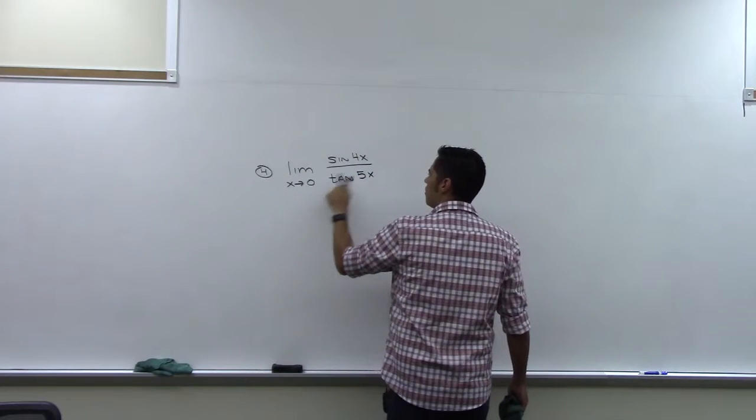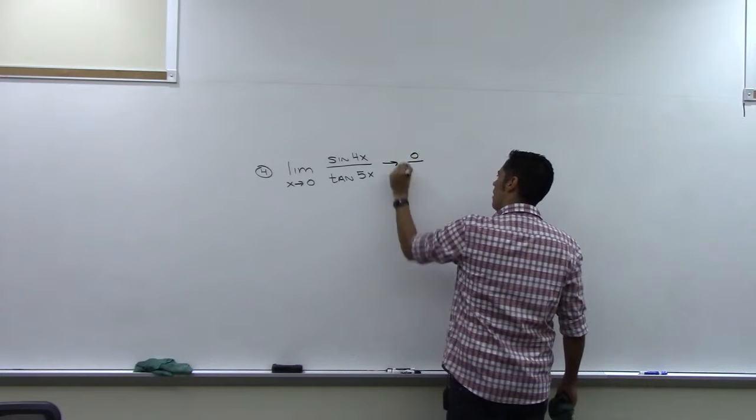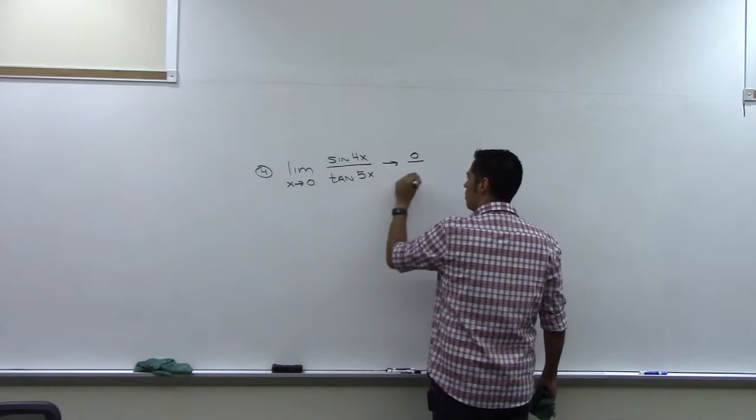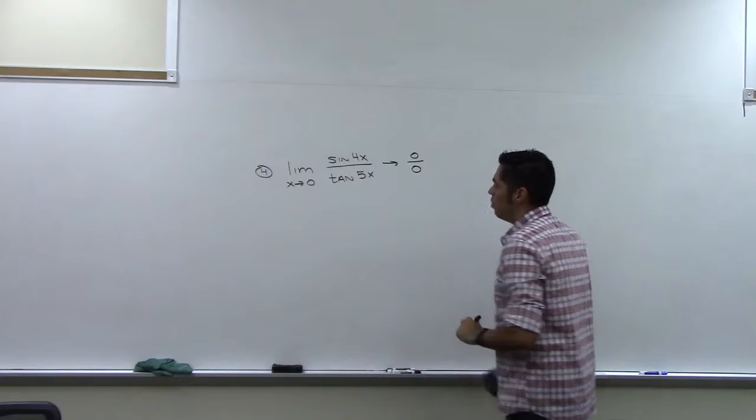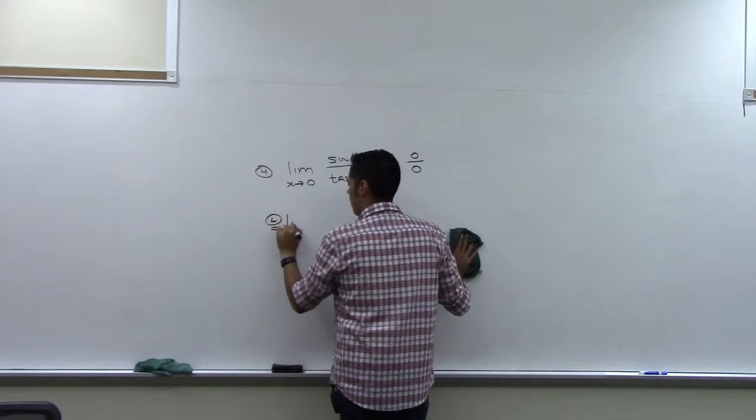Now if x goes to 0, 4 times 0 is 0, sine of 0 is 0, so we get 0 on top. X goes to 0, 5 times 0 is 0, tangent of 0 is also 0. So we do have the appropriate form we need to use L'Hopital's rule, which I will do now.